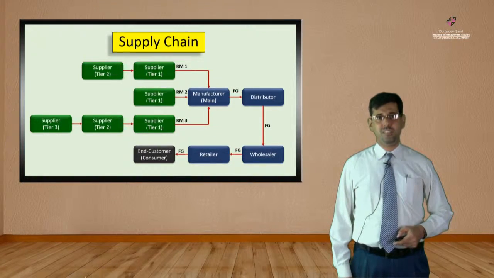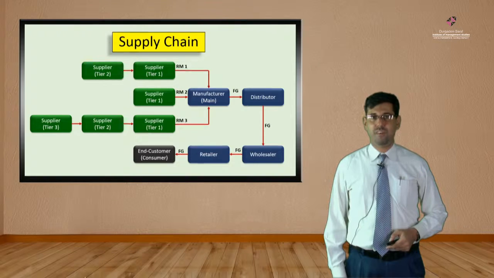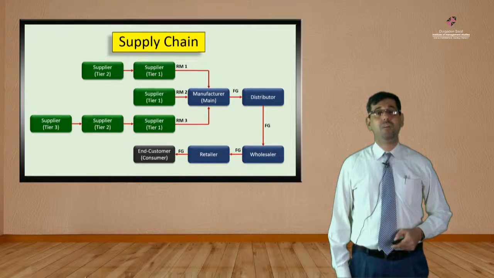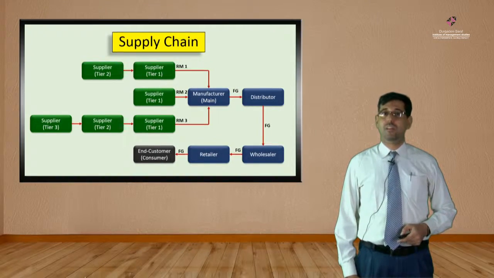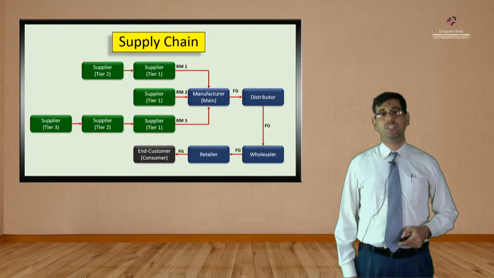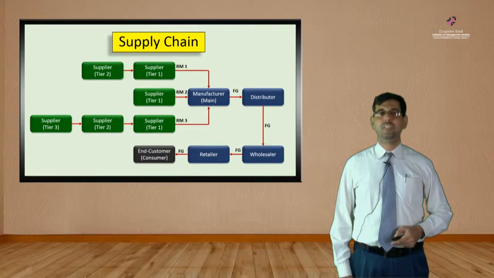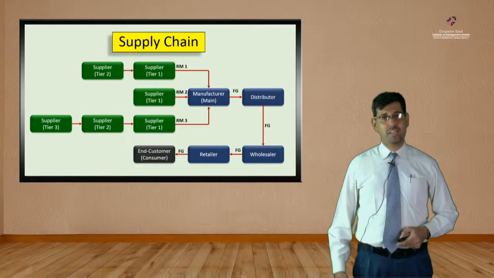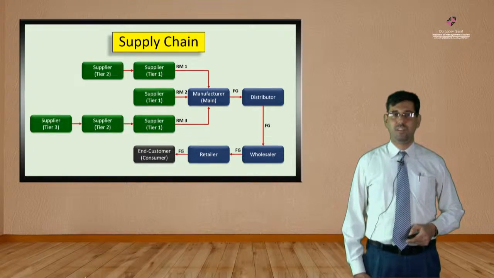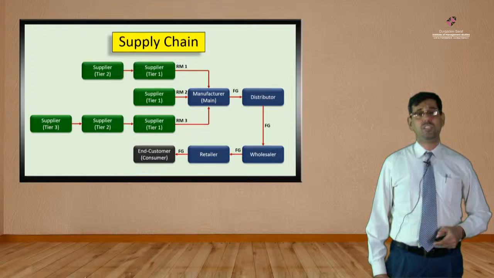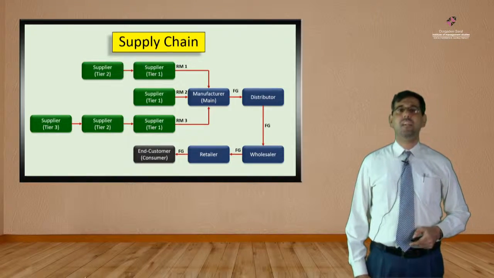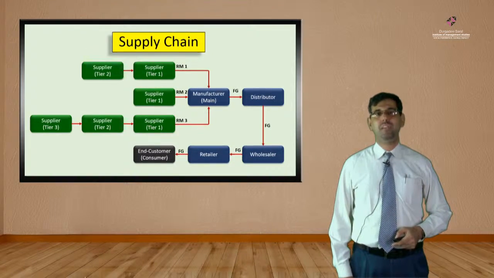So the first supplier to the car manufacturer is known as the tier 1 supplier. The person who supplies to the tier 1 supplier is known as the tier 2 supplier with respect to the car manufacturer. And the person who supplies to the tier 2 supplier is considered as the tier 3 supplier with respect to the car manufacturer.